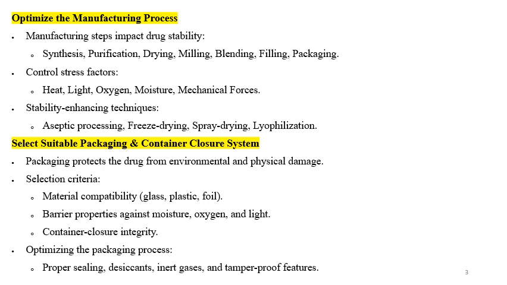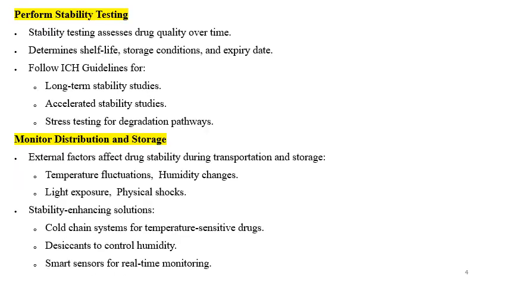The process for packaging is required to be controlled, like there should be proper sealing, desiccant addition, use of inert gases like nitrogen during filling and sealing, and making it tamper-proof packaging. Perform stability testing. So once you select the manufacturing process, composition, and the packaging, then stability testing and stability study is required to be performed very critically.